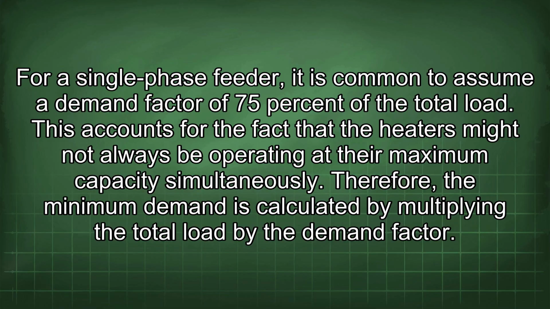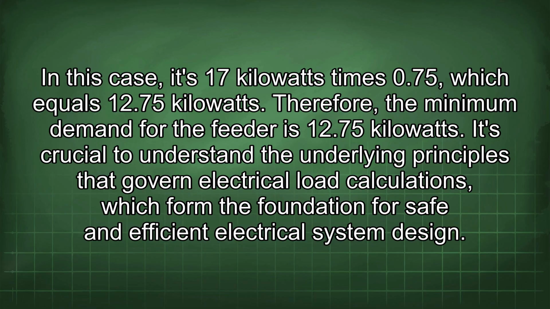Therefore, the minimum demand is calculated by multiplying the total load by the demand factor. In this case, it's 17 kilowatts times 0.75, which equals 12.75 kilowatts. Therefore, the minimum demand for the feeder is 12.75 kilowatts.